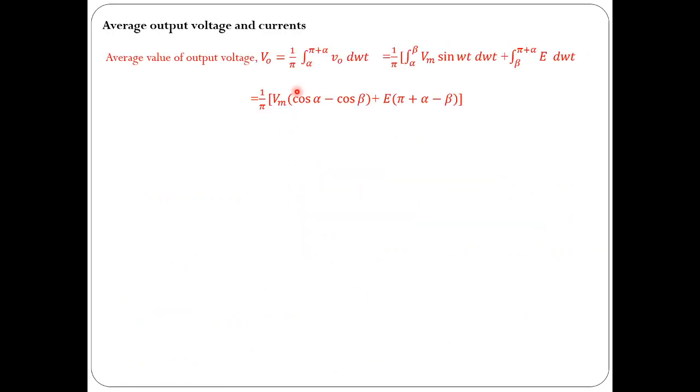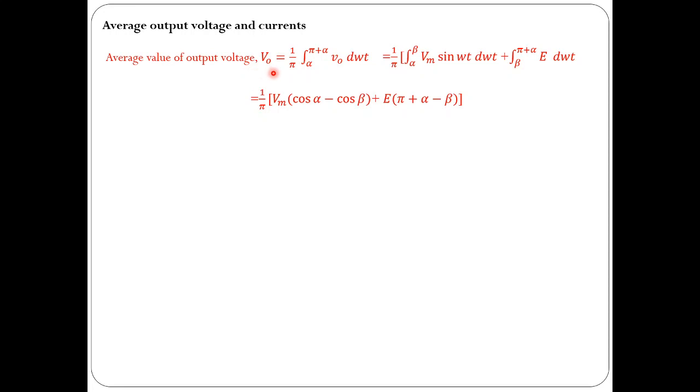So compute the average value. This is the formula, right? So use this formula. So V naught is equal to the average value, that is the integration of the load voltage during this period and then take its mean value. We know from alpha to beta V naught is equal to Vm sin omega t, and from beta to pi plus alpha V naught is equal to E. So substitute that and simplify. You would get this mathematical expression for the average value of output voltage.